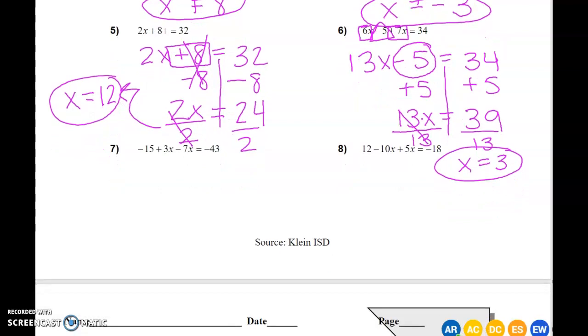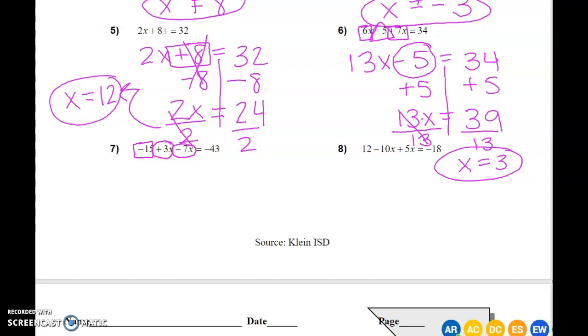Right, and then I'm going to do the same thing for number 7. So for number 7, I have this negative 15. And I don't have any other constants that I can combine with it, so I'm just going to leave it for now. But I do have this 3x and this negative 7x. And I can combine those because they both have x's and only one x. So I'm going to look at these x's. So I have a negative here and a positive here, so they're different signs. So I'm going to subtract.